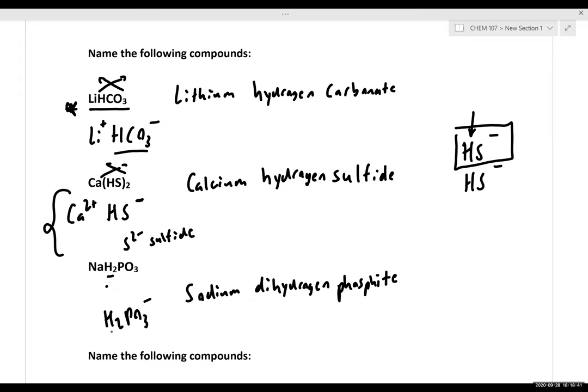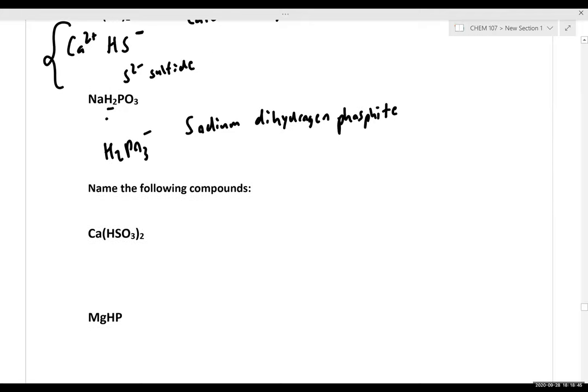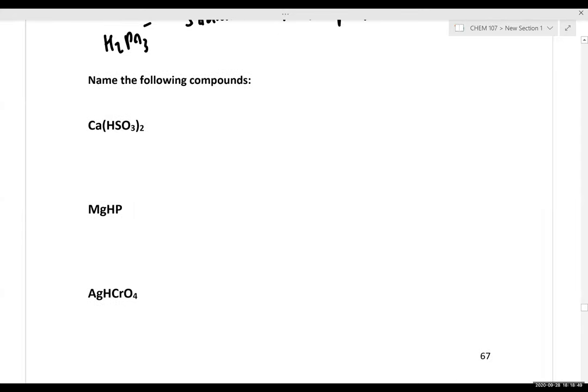Yes, thank you. Perfect. Now that we've had an example, let's attempt these problems. Let's focus on naming these next three compounds. Let's work on this for about 3 to 4 minutes, and then we'll discuss.